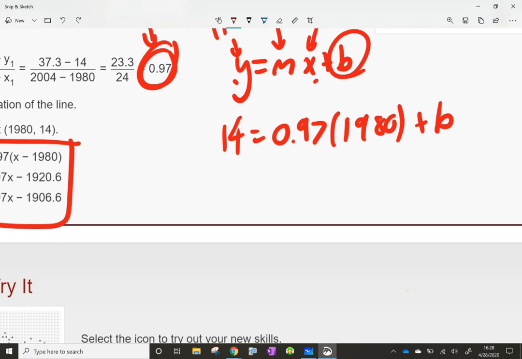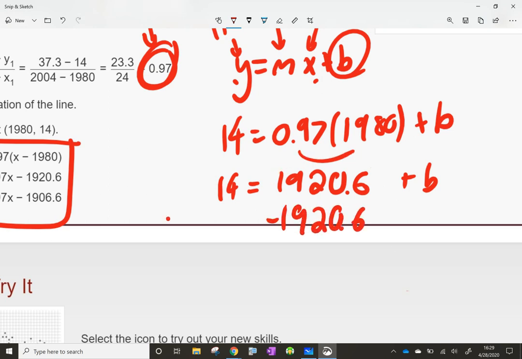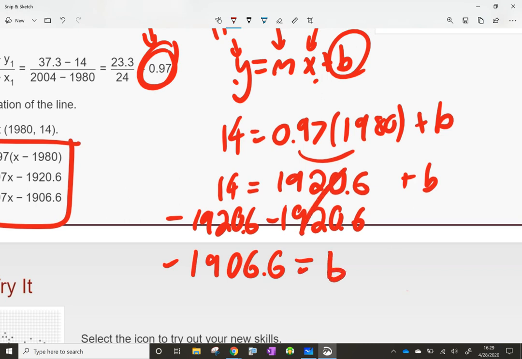What I'm going to do is 0.97 times 1980, which is 1920.6. So we have 14 equals 1920.6 plus b, of course. Now the b is still there, but we need to cancel this number out. Since it's positive, we'll subtract 1920.6 from both sides. So 14 minus 1920.6 is negative 1906.6. So that's what my b value is going to equal, since b is now all by itself.